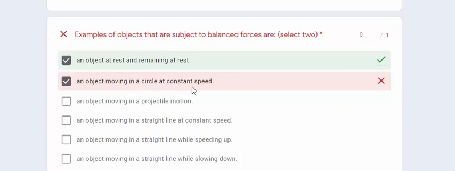Objects moving in a circle at a constant speed, that would not be correct because the direction is changing. Same for projectile motion. Here, in projectile motion, both speed and direction change. But objects moving in a straight line at a constant speed, that's objects moving at a constant velocity. That's the same as that. That's subject to no net force, or that's another case where we have balanced forces. So the answer should be this first one here, and objects moving in a straight line at a constant speed.